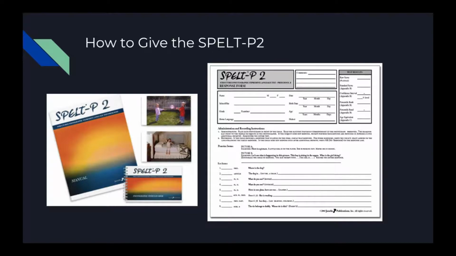If a child doesn't answer correctly the first time, the clinician can provide them with additional prompting, which is in Appendix A of the manual.